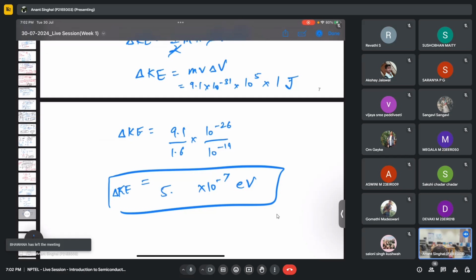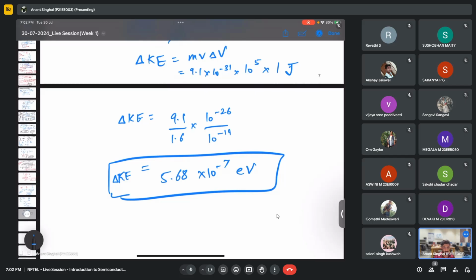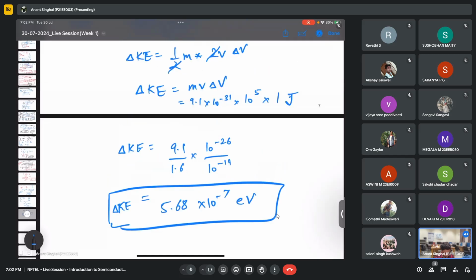This is 5 point something. It will come, you can see 5 point 686. Yeah, something like that. Is it clear, everyone? Yes, sir. Okay, so let's proceed ahead.